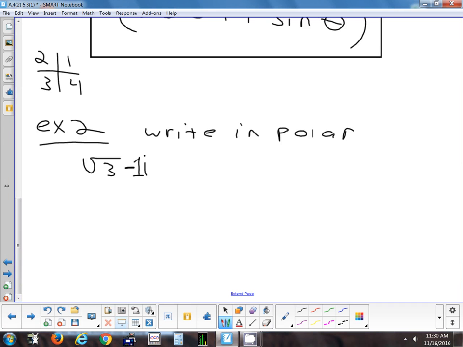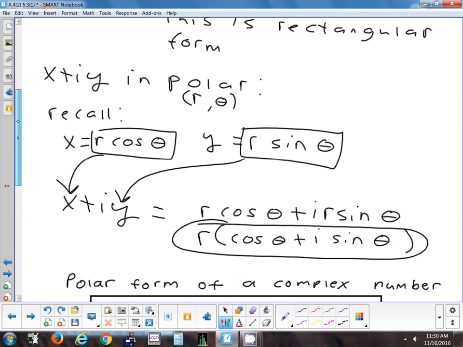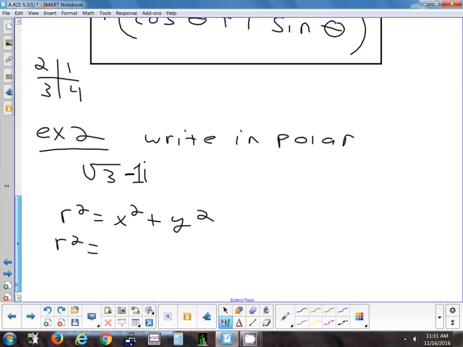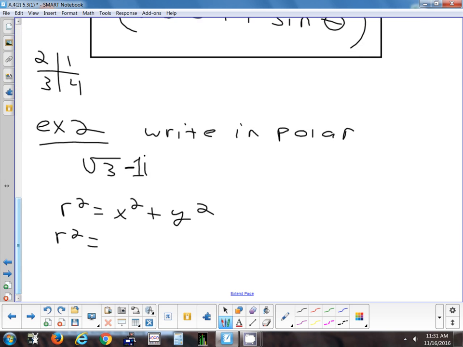All right, so let's start with my radius. R squared equals x squared plus y squared. Okay, so remember, the first number is your x, the number next to I is your y. Okay, so what's my x in this case? 3. Square root of 3. So I'm plugging that in for x. And what am I going to plug in for y? The number next to I is a -1.